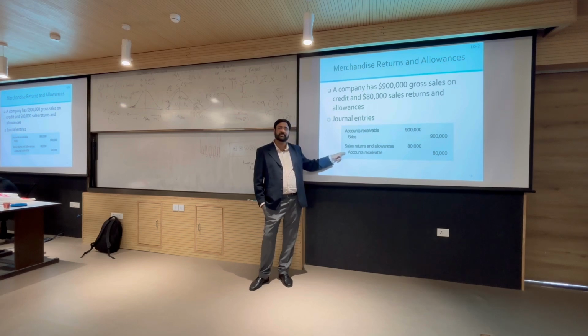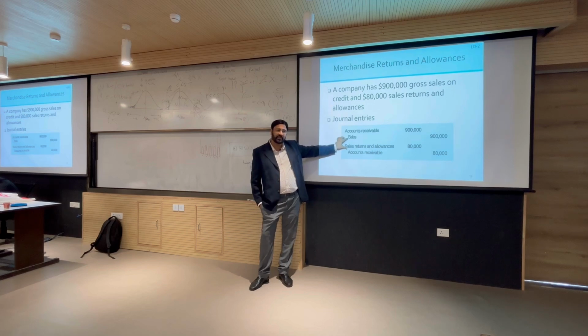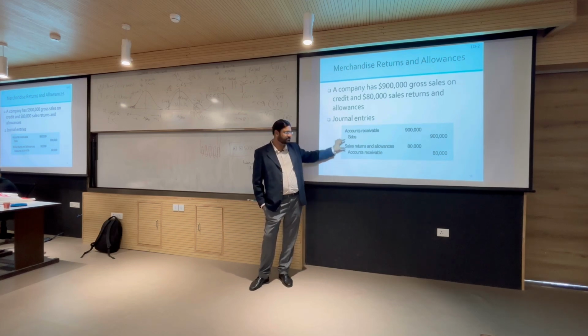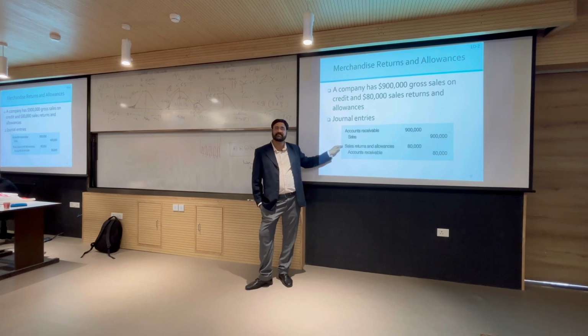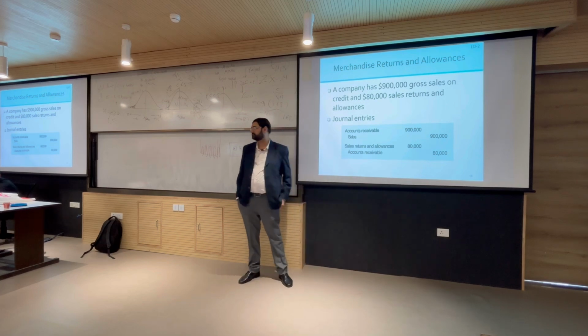Accounts receivable credit, because what is the net sales? If you look at it jointly, then the net sales is 8 lakh 20 and accounts receivable, if you look at it jointly, is 8 lakh 20. You can see it, right? And sales returns and allowances then is a contra account of sales, so this is gross sales less sales returns and allowances 80 equal to net sales of 8 lakh 20, right? Everyone clear? Next.